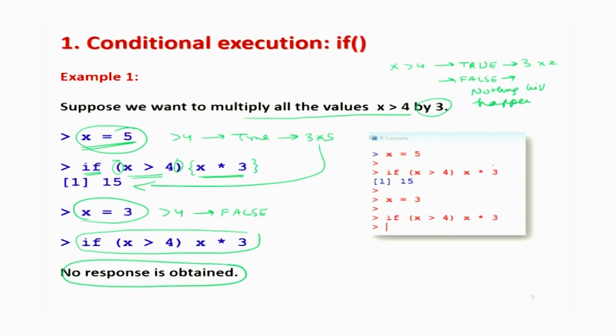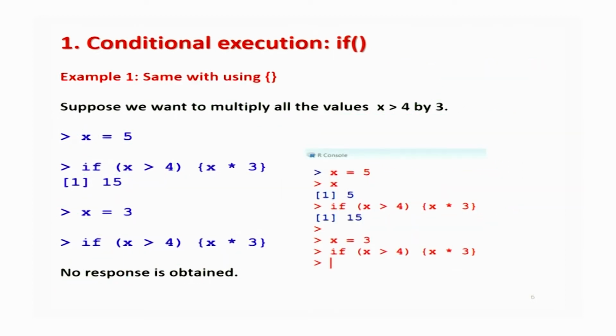So, you can see here when I take x equal to 5, I get this outcome, but when I take x equal to 3, as soon as I enter it on the R console, there is no outcome, right. Let me show you the same example with curly brackets for this execution, so that you do not get confused.